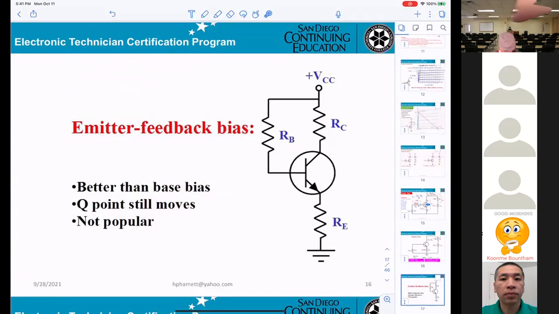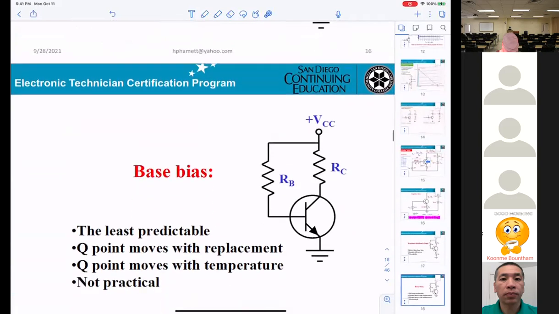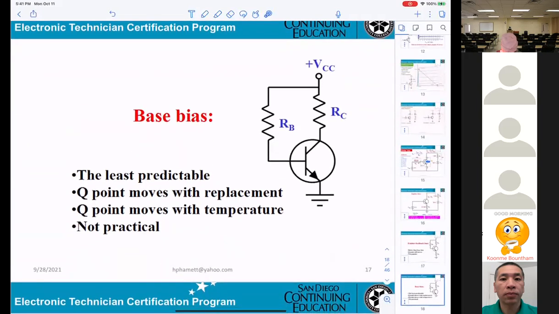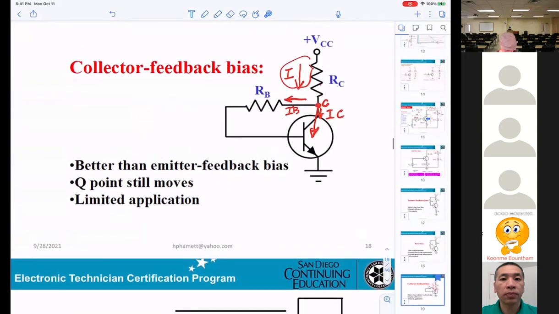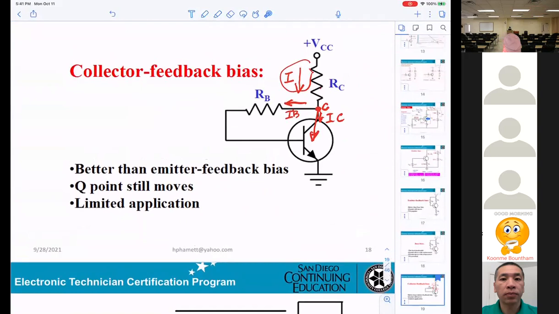You see that this is the emitter feedback, meaning from the emitter going to the base. And that's another one, base bias. It is less predictable: the Q point moves with replacement of the transistor, and the Q point also moves with temperature. So this is not practical either. And the next one is collector feedback.